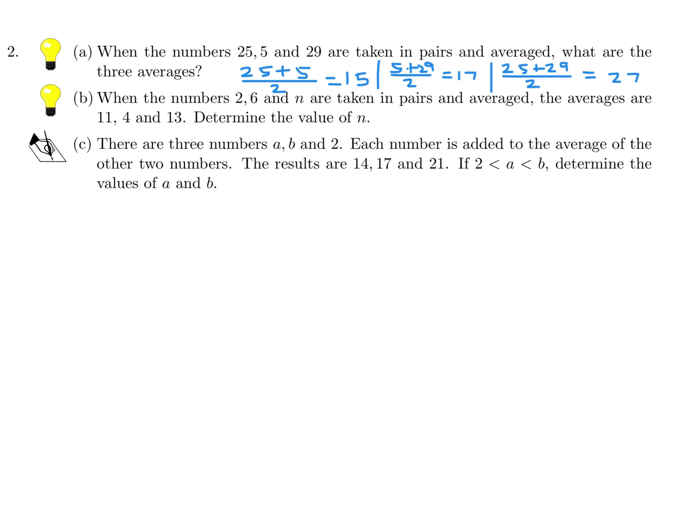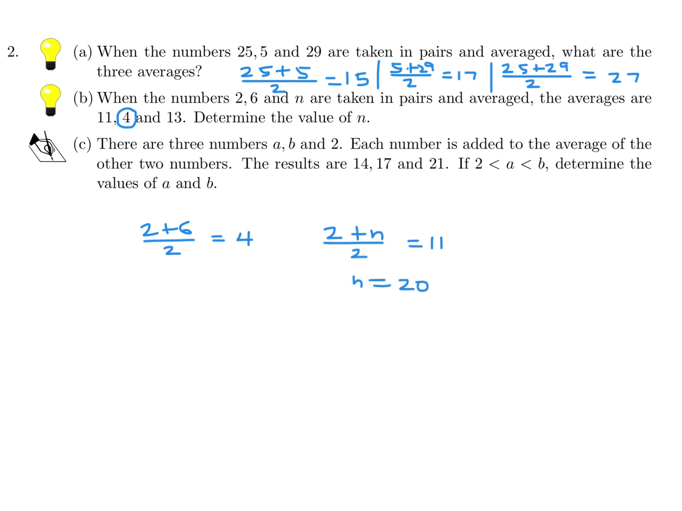When the numbers 2, 6, and n are taken in pairs and averaged, the averages are 11, 4, and 13. Determine the value of n. So 2 plus 6 over 2, that's 4, so that takes care of this guy. 2 plus n over 2, I believe that's going to be the 11. So when you solve this, you get n is equal to 20.